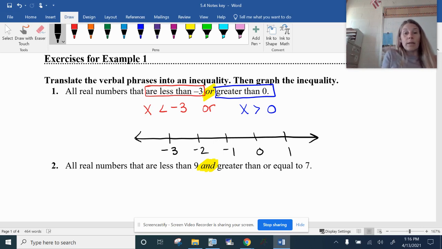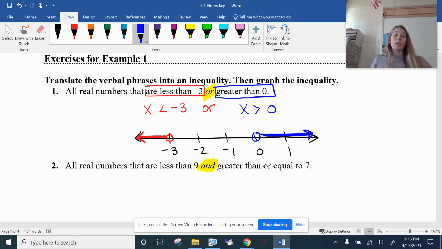So -3 is over here, and that was an open circle, and we'd be shading to the left. And then the other one here, X is greater than 0, so an open circle at 0, and I'd be shading to the right. And then my graph does look like two little oars sticking out on either side of a boat, so that's a good sign.